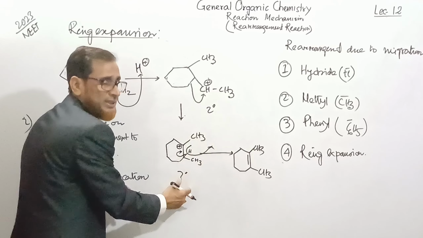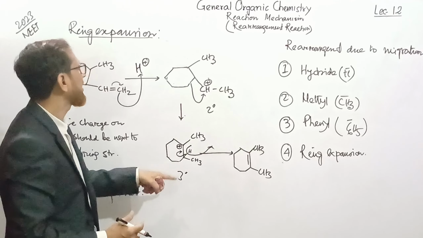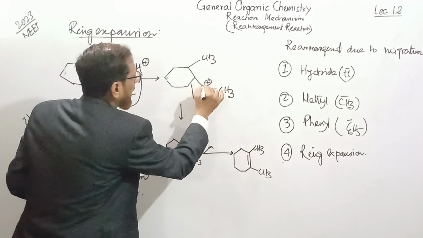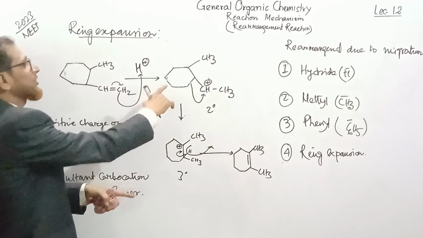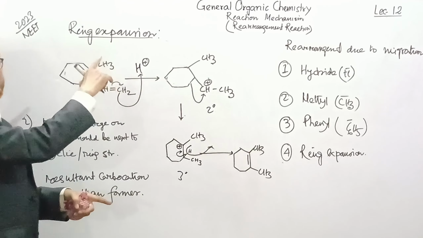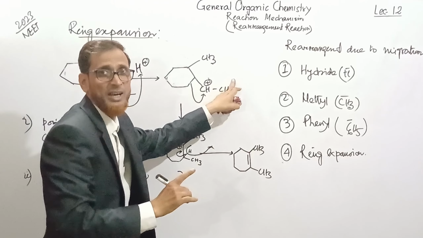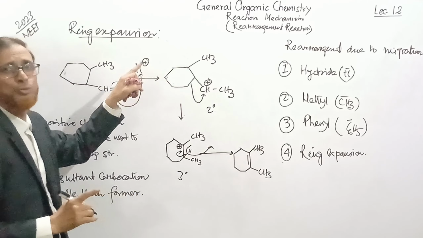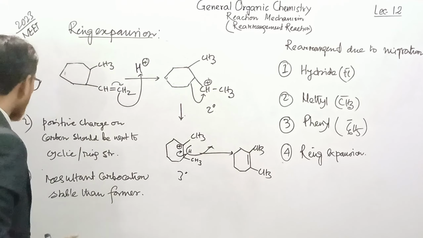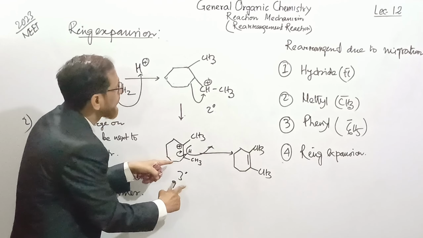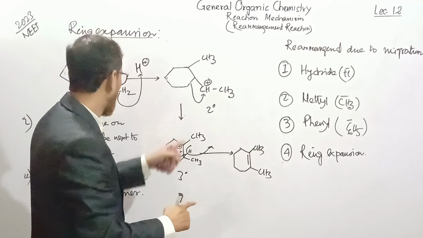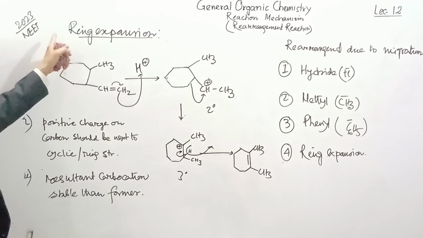On the other hand, 2 degree to 3 degree carbocation is again more stable. So a stabler form has been arrived at due to the expansion of the ring, and the condition is that the carbon bearing the positive charge should be immediately next to the cyclic structure, next to benzene or a cyclic ring. Otherwise, if there is a carbon and then plus, you can't extend the ring. Second, the carbon plus and the benzene ring or any ring should be side by side. And next, the resulting carbocation must be more stable than the former one. If these conditions are fulfilled, there will be ring expansion.